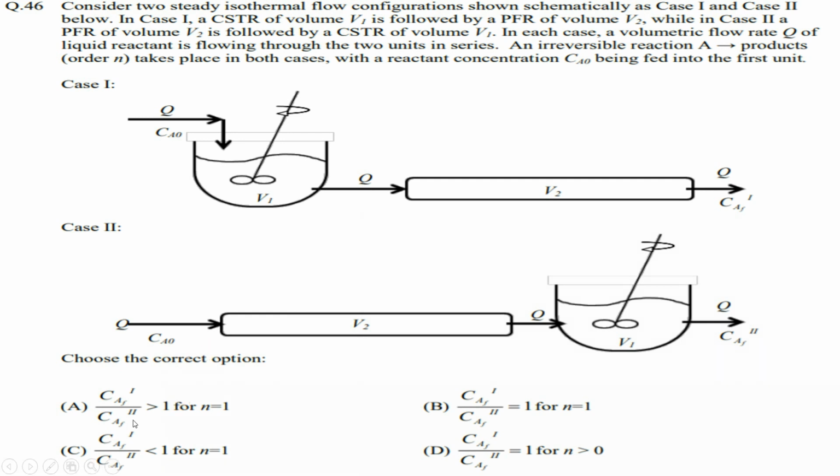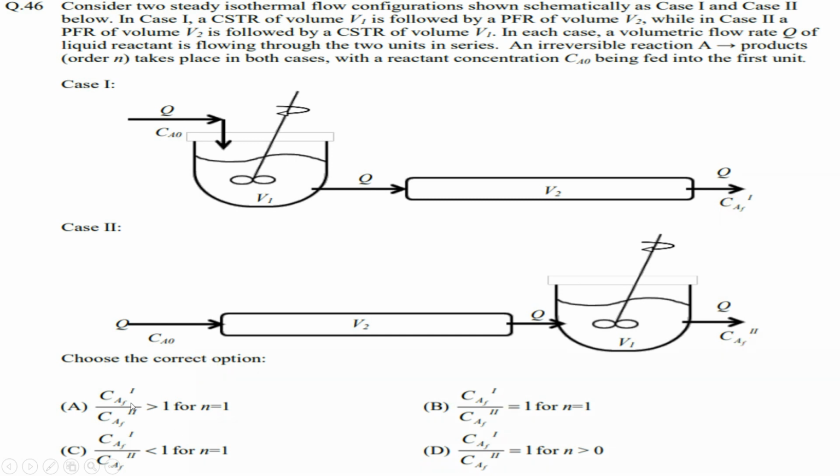So finally you will see option B: n is equal to 1, CAF first upon CAF second is equal to 1. You can see why. If it equals 1, that means CAF first is equal to CAF second, so we are getting the same concentration at the outlet, and since we are entering the same initial concentration CA0 in both cases, we achieve the same conversion, since conversion is given as X equals 1 minus CAF by CA0. So if both outlet concentrations are the same, the conversion is also the same.